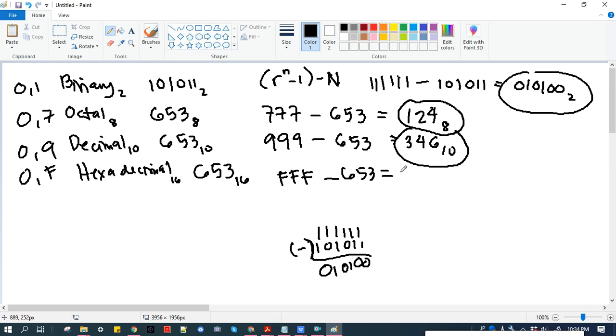To start, F minus 3, that's 15 minus 3, so 12. What is 12 in hexadecimal? A is 10, B is 11, C is 12. We're looking for 12, so A, B, C.